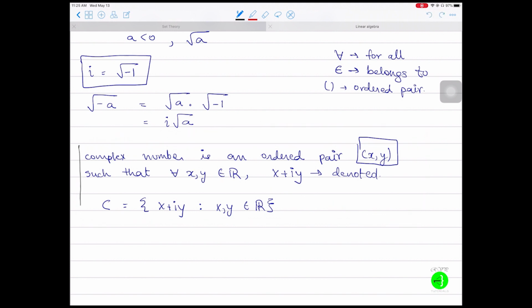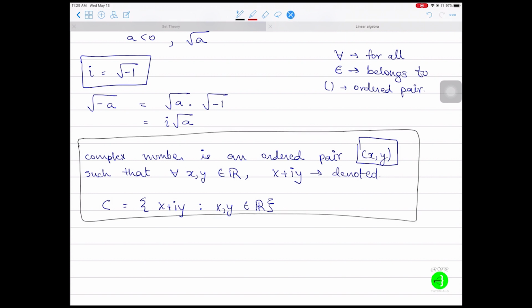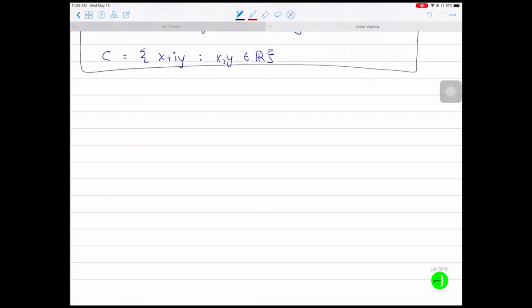Next, we are going to talk about addition and multiplication of complex numbers. So addition on the set of complex numbers C. Let's take two arbitrary complex numbers. Let's say we have A, which is x plus iota y, and we have complex number B, which is m plus iota n, such that we know that x and y belong to the real numbers and m and n also belong to the real numbers.